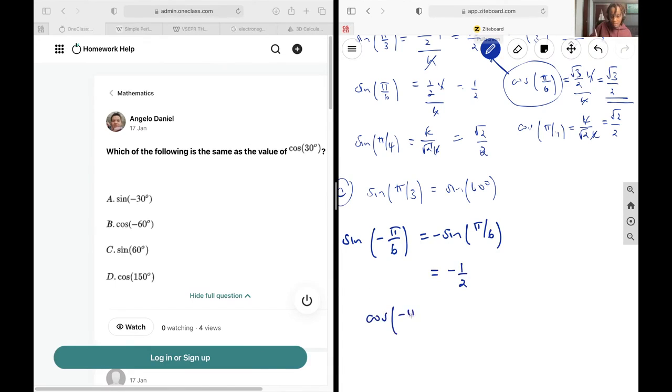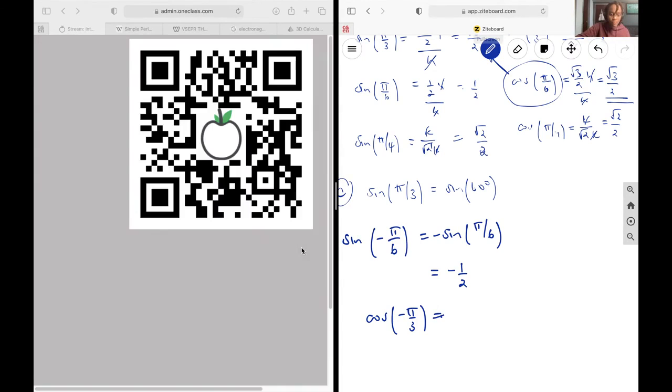Cos of negative pi over 3 is going to be equal to the, sorry, just one moment.